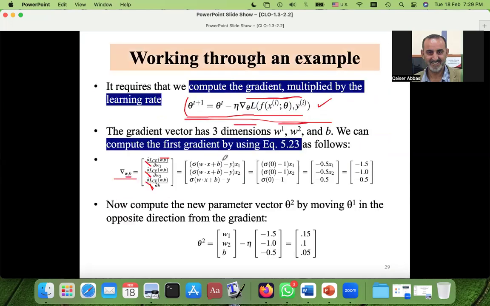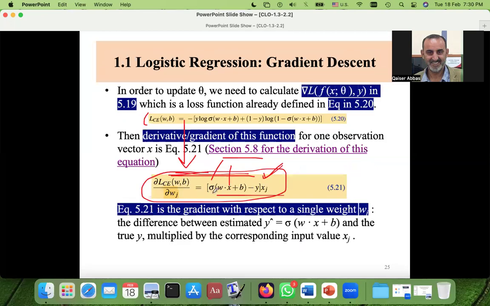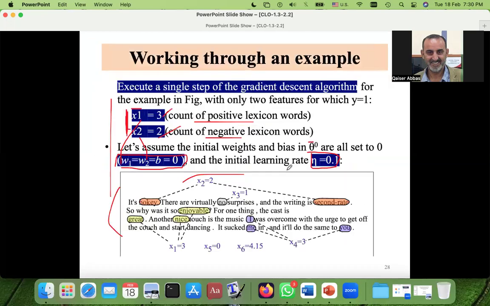Here this is the gradient of the weights, and in these gradients we have the partial derivative for each weight. Now I can use that equation: sigmoid of w dot x plus b, minus y, multiplied by xj. I am using that equation with respect to w1.